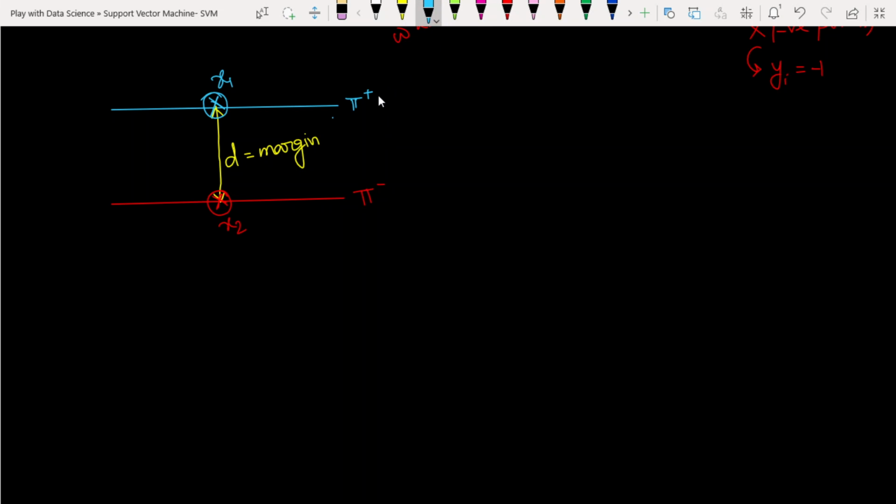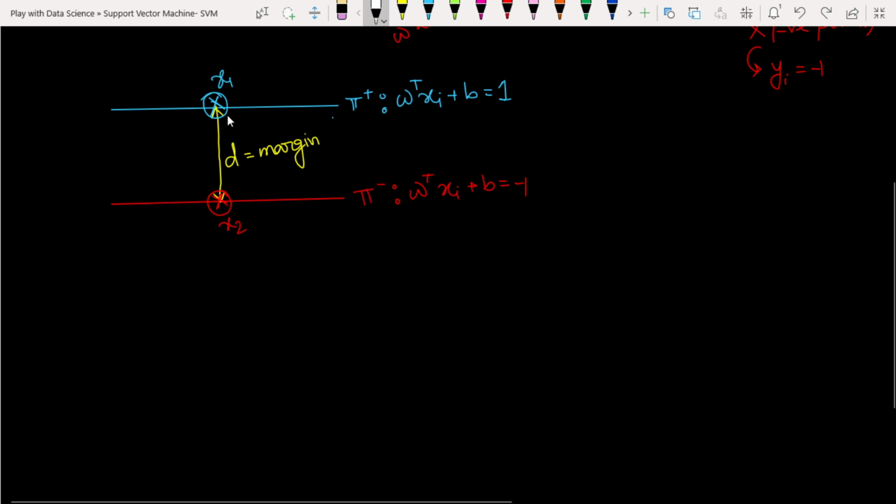What is the equation of the pi plus plane? W transpose xi plus b is equal to plus 1. And what is the equation of the pi minus plane? W transpose xi plus b is equal to minus 1. We are interested in finding the difference of these two points, that is the distance. So what will the distance be?